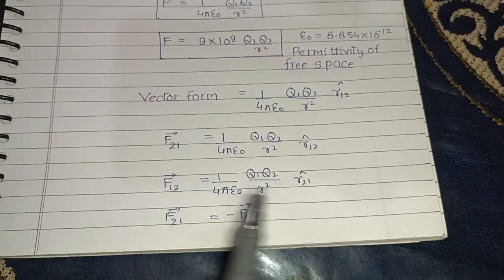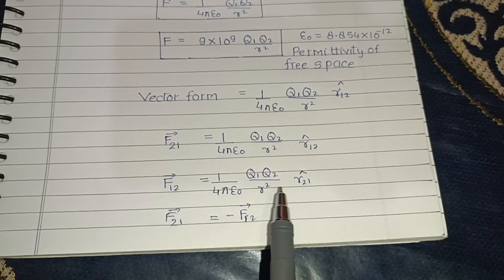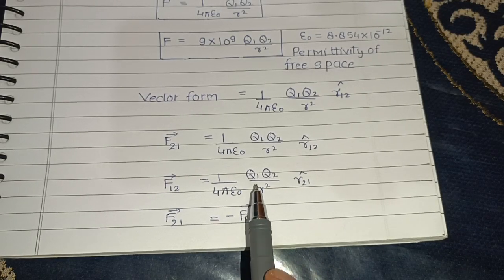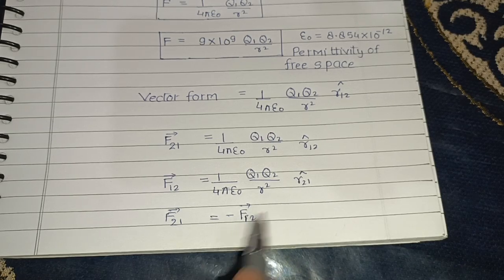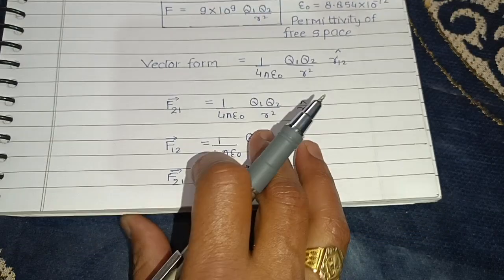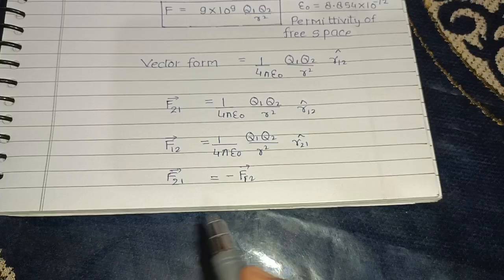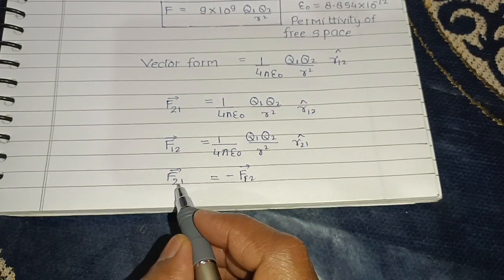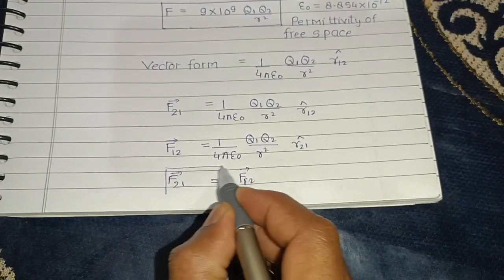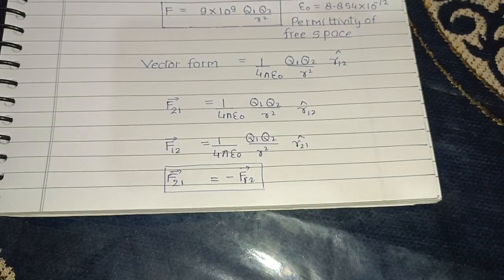And when q2 applies the force on q1, then the vector form of the Coulomb force will be 1 upon 4 pi epsilon naught q1 q2 by r square times the unit vector. The value of both forces is equal, but the direction is not the same. So we can say force F21 is equal to minus F12. This is the Coulomb law. This is a very important topic.